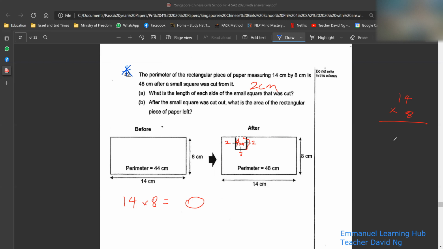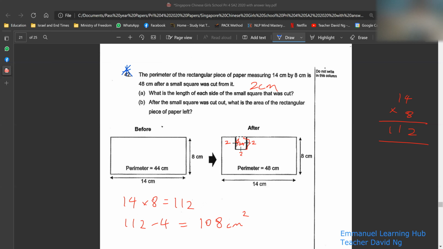Let's do together. 4 times 8 is 32. 1 times 8 is 8. 8 plus 3 is 11. So it's 112. 2 times 2 equals 4. Then 112 minus 4. You will have 108 cm square.